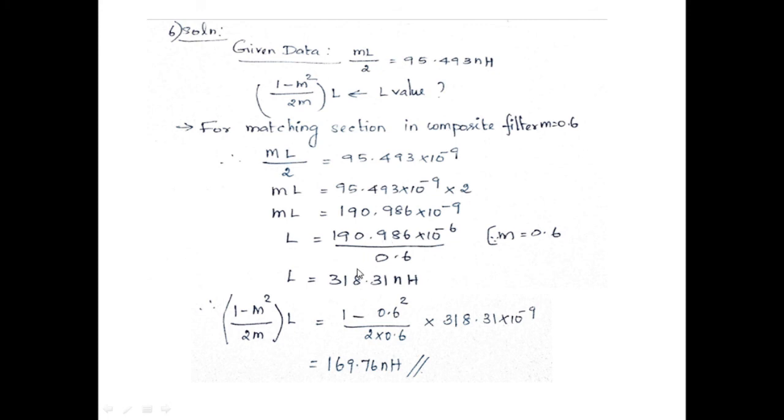Okay. Now I am substituting that L value in the formula 1 minus m square divided by 2m into L. When I am substituting all the values, I will get 169.76 nanohenry.